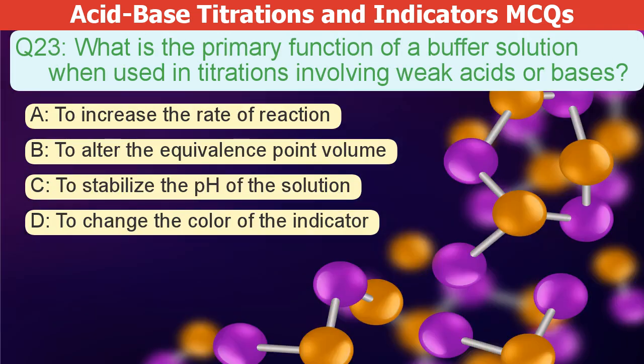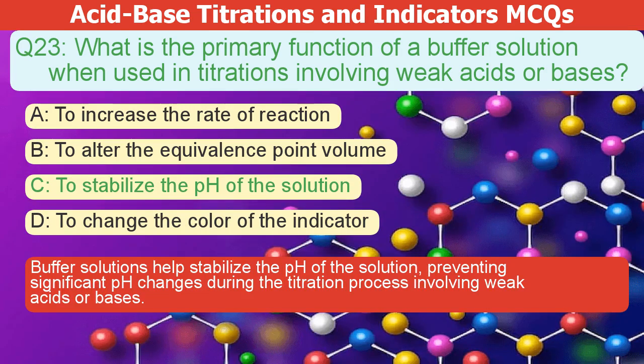What is the primary function of a buffer solution when used in titrations involving weak acids or bases? A. To increase the rate of reaction. B. To alter the equivalence point volume. C. To stabilize the pH of the solution. D. To change the color of the indicator. The correct answer is C. Buffer solutions help stabilize the pH of the solution, preventing significant pH changes during the titration process involving weak acids or bases.